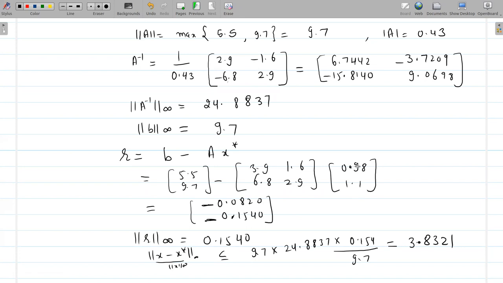We don't know the exact solution, but the relative error is bigger, so the computed solution is wrong, you can say. Okay.